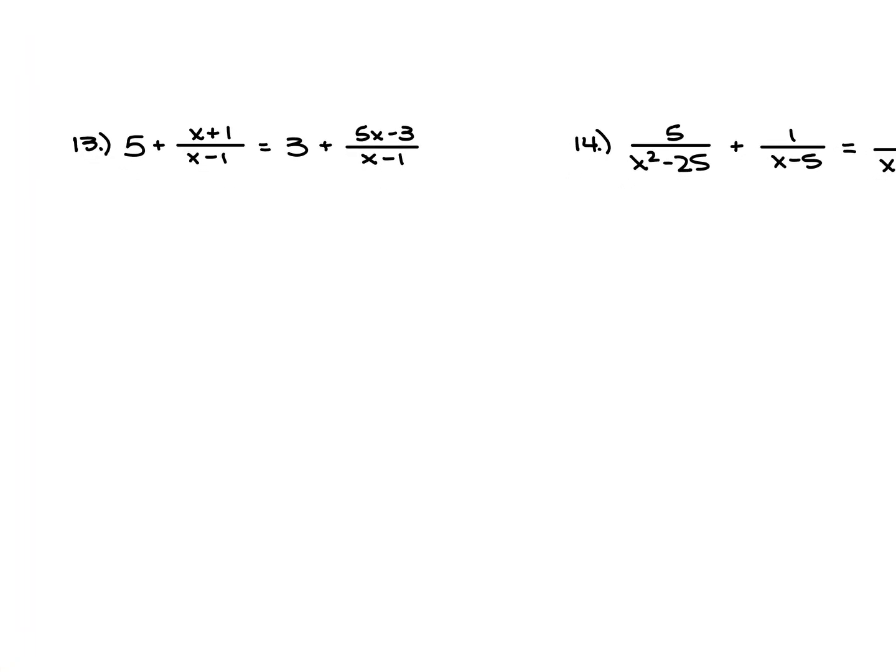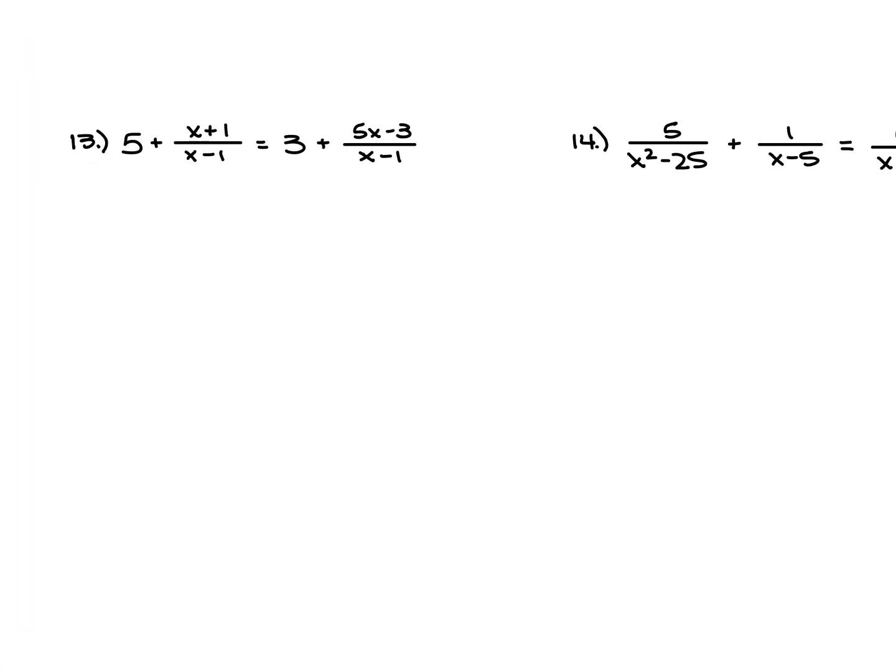If we look at number 13, we have 5 plus x plus 1 over x minus 1 is equal to 3 plus 5x minus 3 over x minus 1. Your least common denominator for this one is x minus 1, which means if you set that not equal to 0 and solve, x cannot equal positive 1. If you plugged in 1 anywhere you see the x in the denominator, it's going to give you 0 in the denominator. So if you get an answer that is 1, you know that that's an extraneous solution.